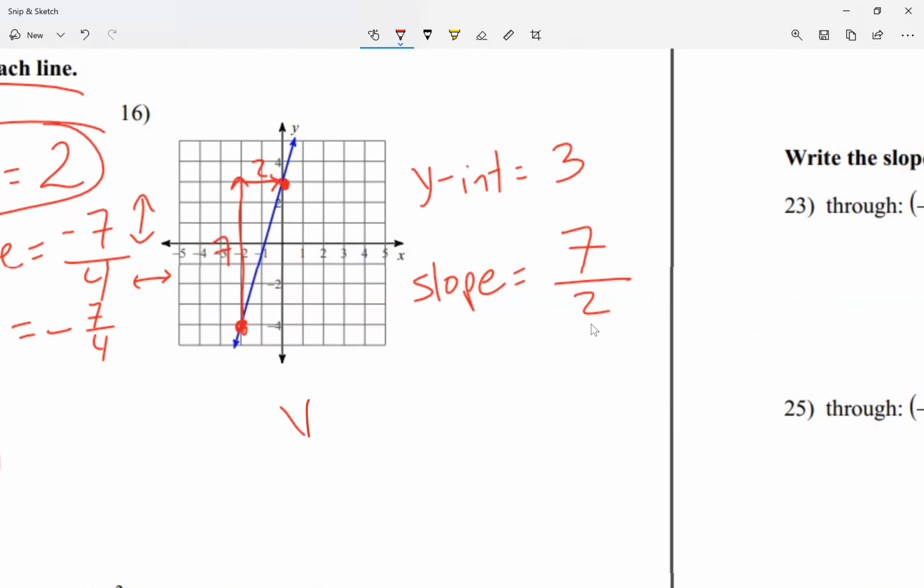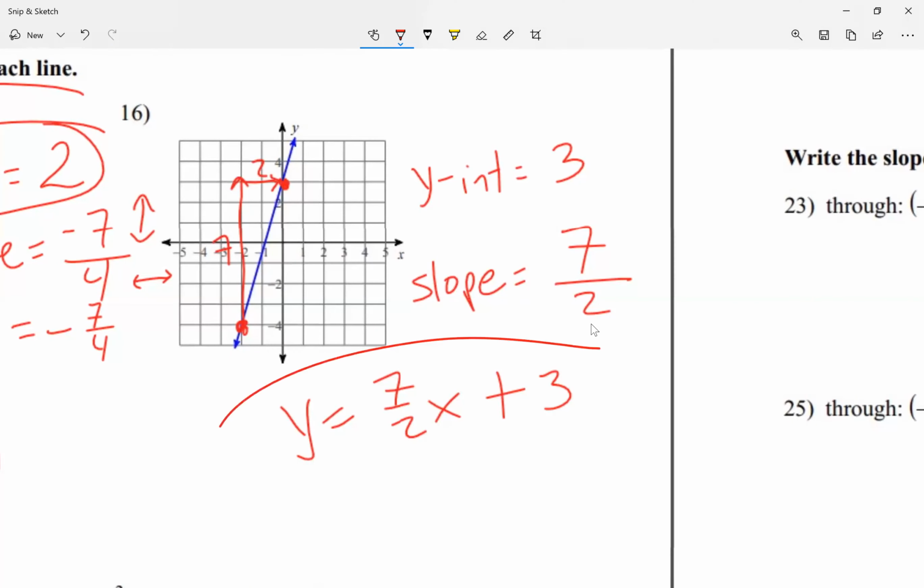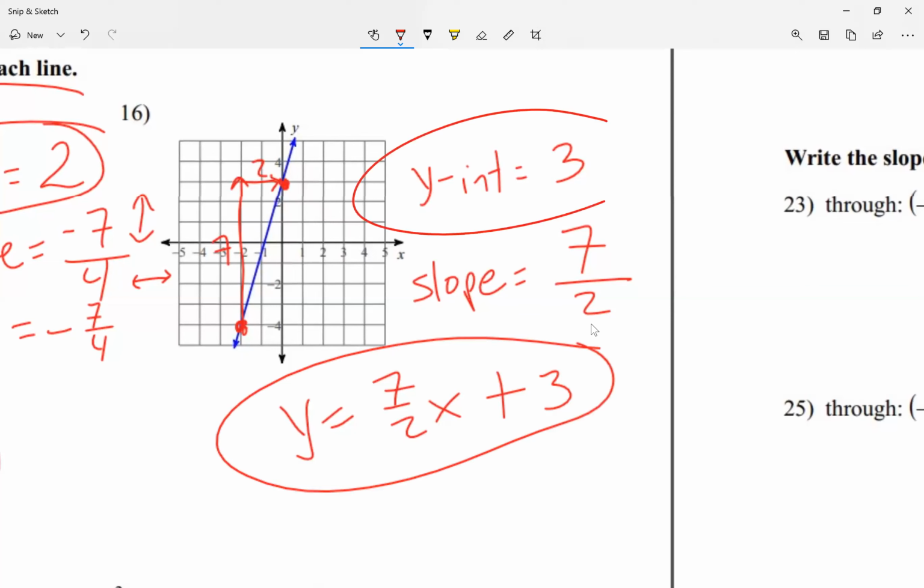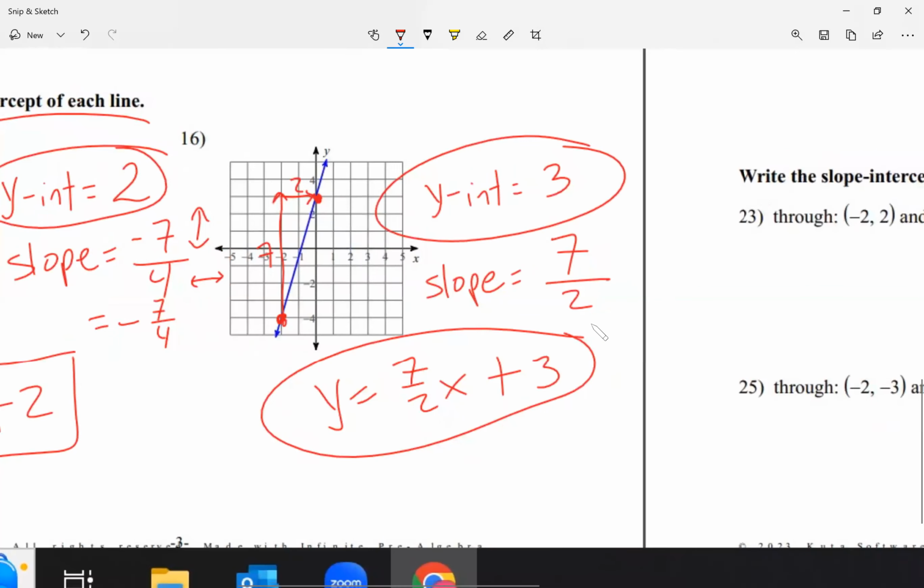My equation is going to be y equals 7/2x. And then at the end, the y-intercept with the sign included. It's a +3. So let me write +3. There's my equation, and there's my y-intercept. Now let's move on to number 17.